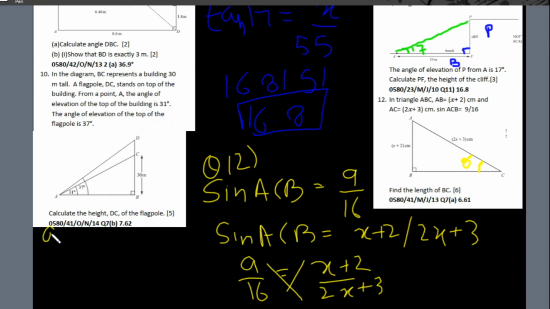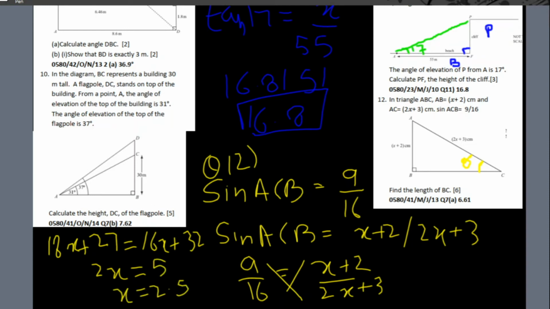I'll get 9 times 2 is 18. So 18x plus 9 times 3 is 27 equals 16x plus 16 times 2 is 32. Rearrange, I get 2x equals 32 minus 27 is 5. So x equals 2.5. Now if x equals 2.5, this length will be 4.5 and this length will be 2 times 2.5 is 5, plus 3 is 8. So this length is 8.